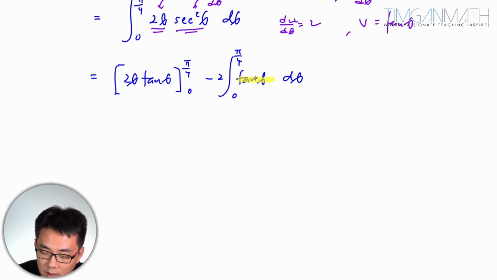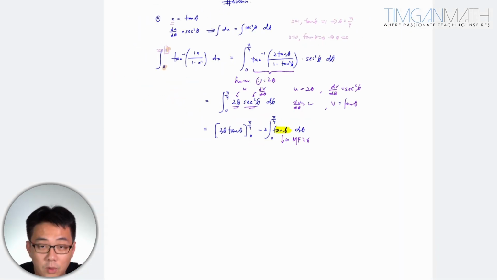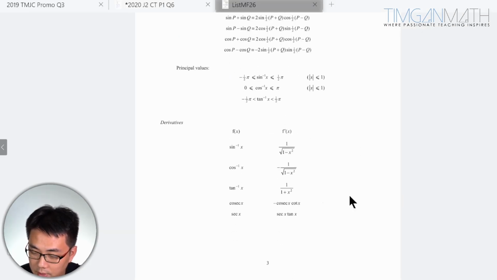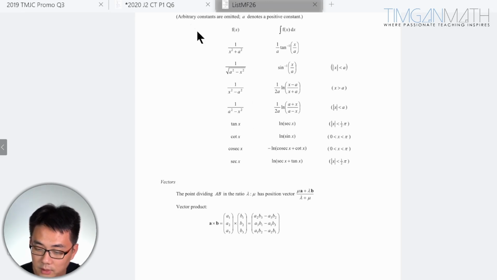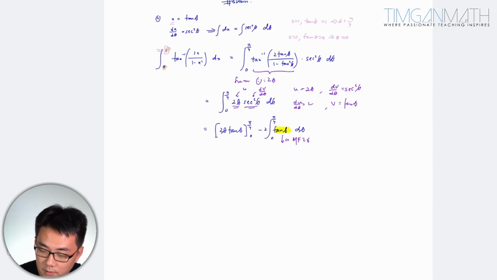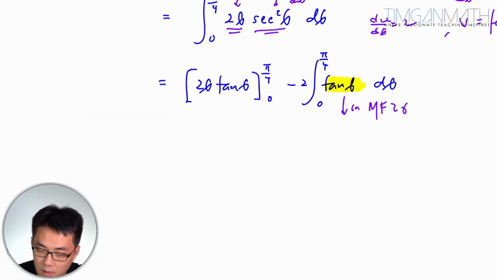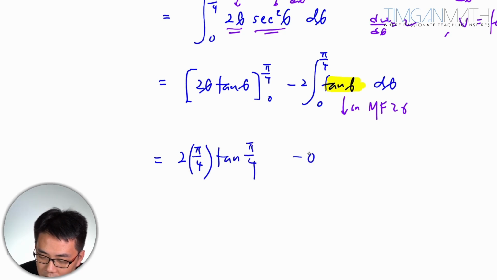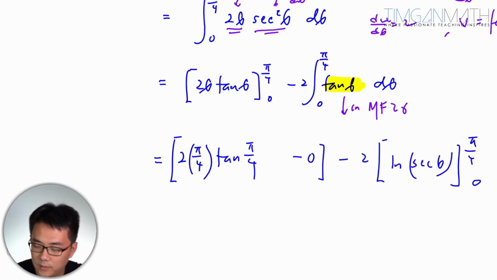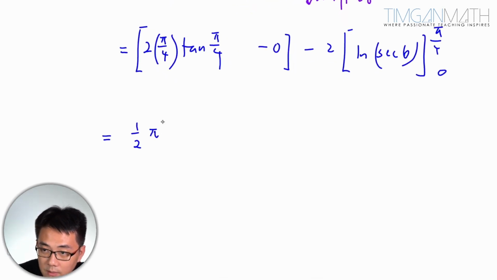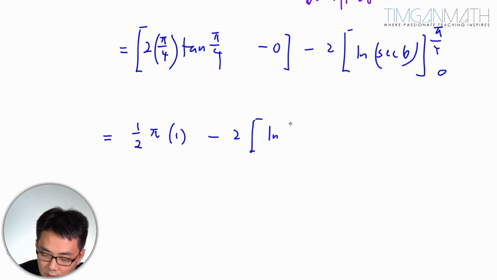Here, the integration of tan θ, remember this is in MF26. You need to know what integral forms we have in MF26. In the MF, you are told that the integral of tan θ will be ln sec θ. Okay, so just use that. We're going to use that here. Okay, let me just write it down. This will be 2 times π over 4 times tan π over 4 minus 0, minus 2 ln sec θ from 0 to π over 4. Okay, so in this case, what we get is actually half π, since tan π over 4 is 1. Minus 2 times, this is actually ln of 1 over cos π over 4, minus ln of 1 over cos 0.